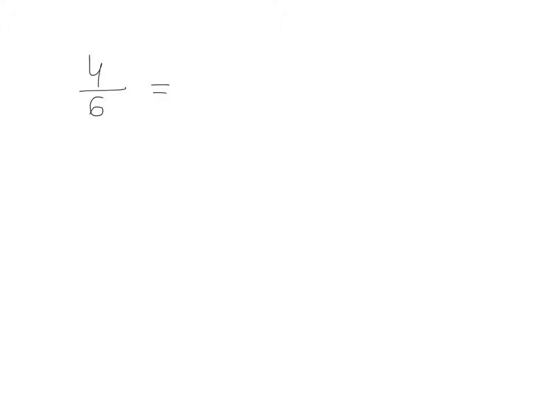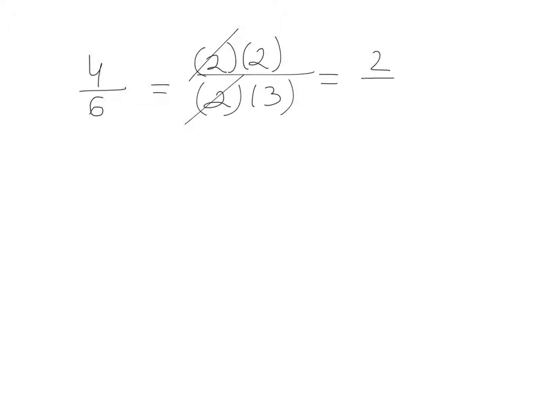Okay, so let's say we can break it down. We can break it down as 2 multiplied by 2 and 2 by 3. Okay, and then we can just cancel out these 2's. Okay, so the answer is 2 over 3. So break them down, okay, as we did in here, and then cancel out.